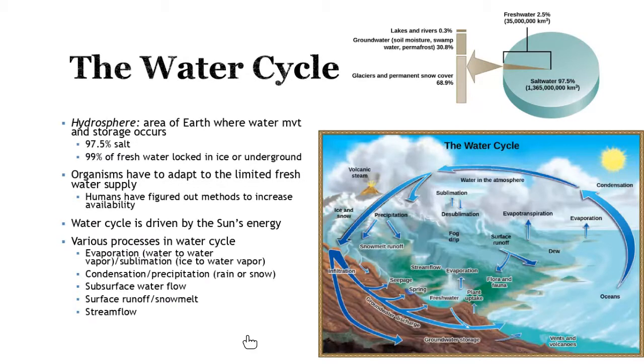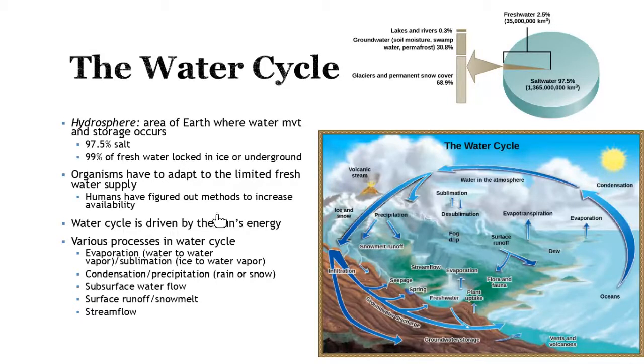So the first one's the water cycle. Now, as I mentioned, the hydrosphere is just the area of the earth where water movement and storage occurs. Now, if we look at the total percent of water, 97.5% of it is salt water, and only a small percent is fresh water. And when we look at where the fresh water is stored, 99% of it is stored in ice or locked up in groundwater. So only 0.3% is what we see in lakes and rivers, which is quite fascinating.